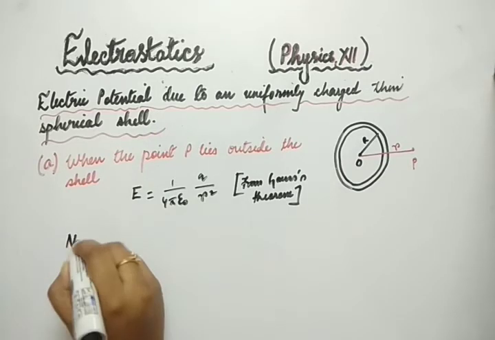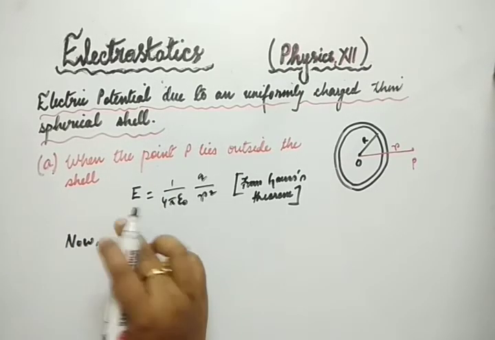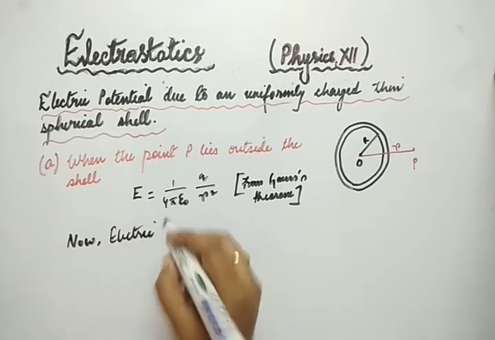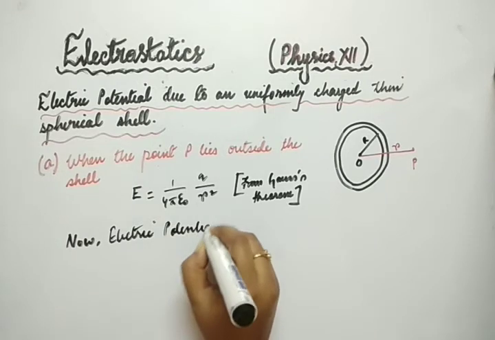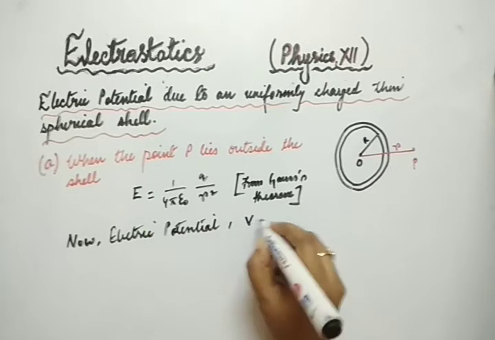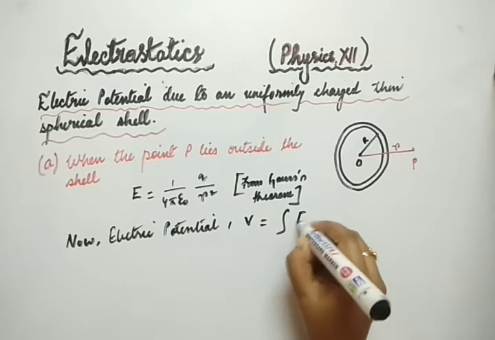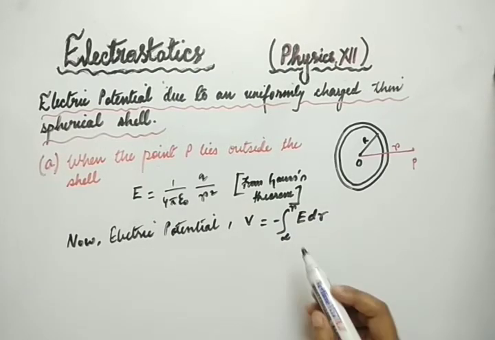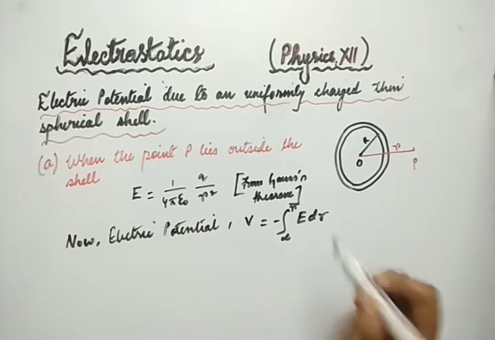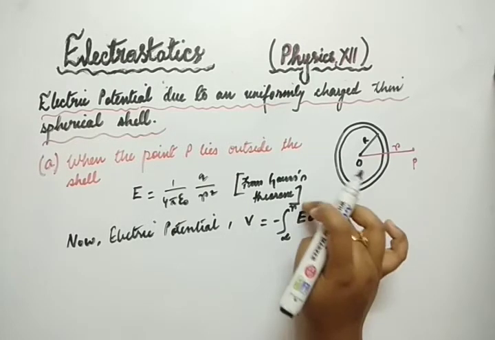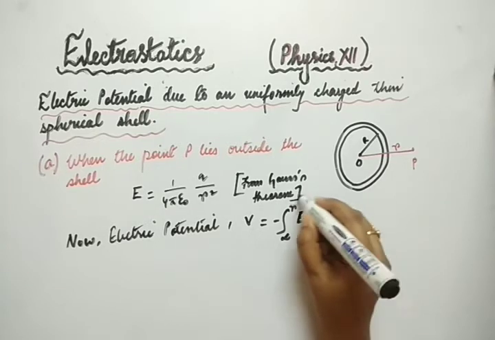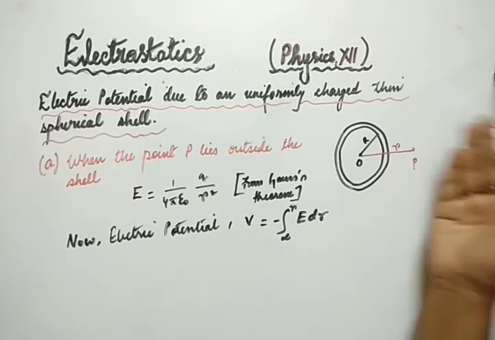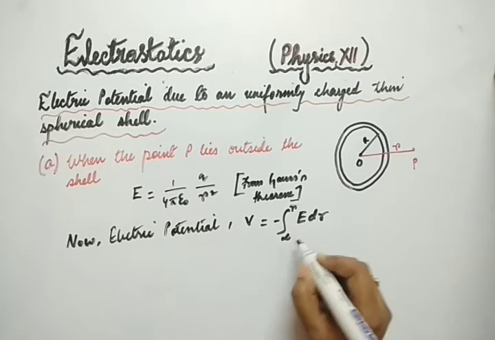Now electric potential V can be written as the integration of E dr, from infinity to r. We are acquainted with this equation. Suppose you want to bring a unit charge from infinity to a distance r. So we can write it in this manner.